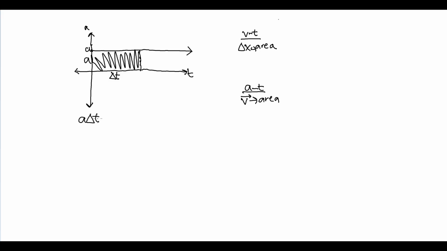If you're starting at zero velocity, you can use this kinematic equation, and you can easily notice v naught is 0. That means vf will be a delta t. So we see that vf equals a delta t. Unfortunately, there isn't any way that we can find displacement from this graph. You can only find velocity.